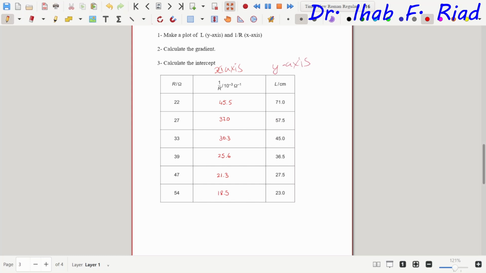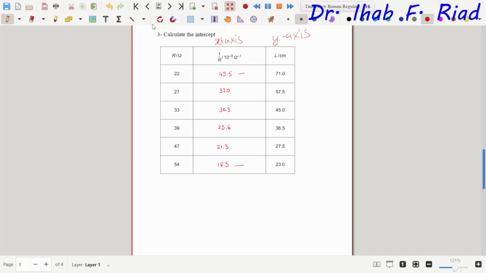Again, let us take a look. If we have a look at the data points, it starts at 18.5 and ends at 45.5. Then we can see that there is no sense of starting the scale on the x-axis from 0. What we are going to do is start from something close to the minimum data point. What is the minimum data point? It is 18.5. What is the scale that we can use?